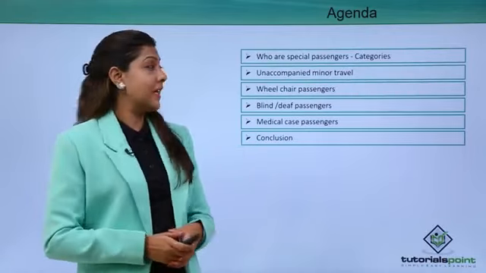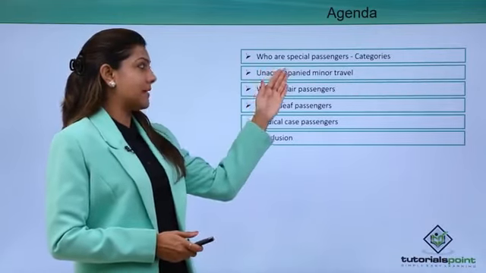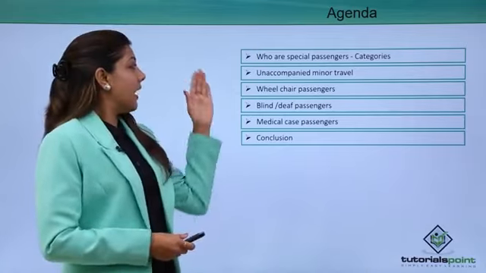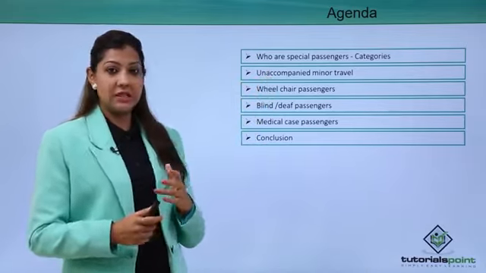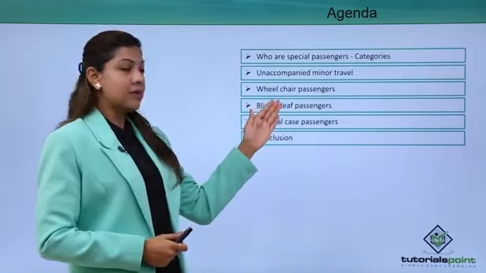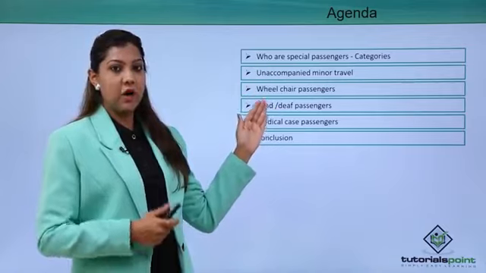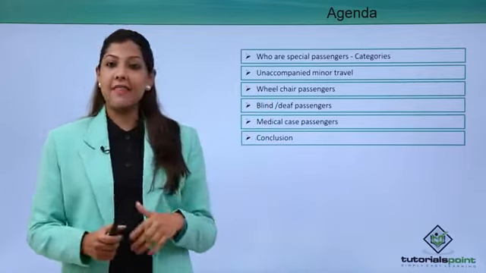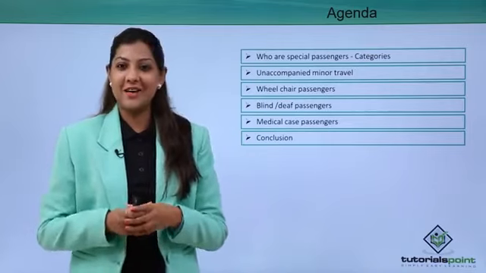Well, on the agenda today is understanding who are special passengers and the different categories of these special passengers, unaccompanied minor travel and what are the nitty-gritties involved in unaccompanied minor, wheelchair passengers, blind, deaf as well as dumb passengers, medical case passengers, and that is what we're going to cover in our module today.